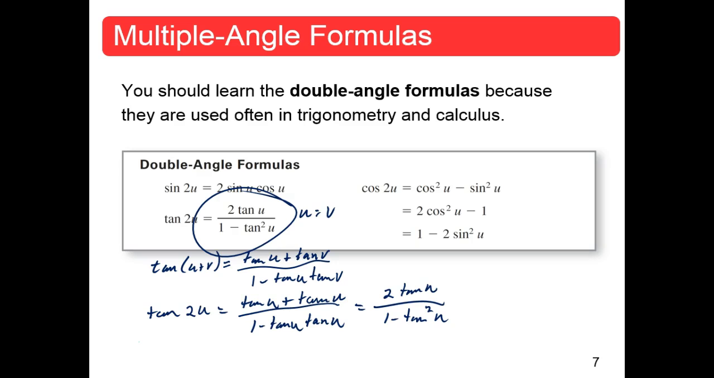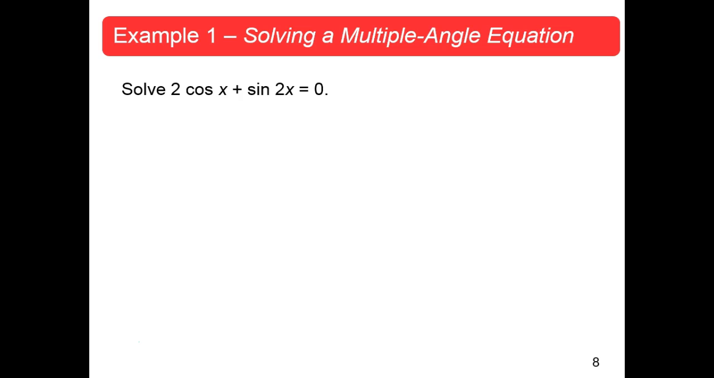Okay, good deal. All right, I believe we're coming upon example 1. Now the question, is this the same as the one in your book? Multiple angle equation. Solving a multiple angle equation. Is it 2 cosine x plus sine 2x equals 0? Okay, same one. Okay, how would you approach this?